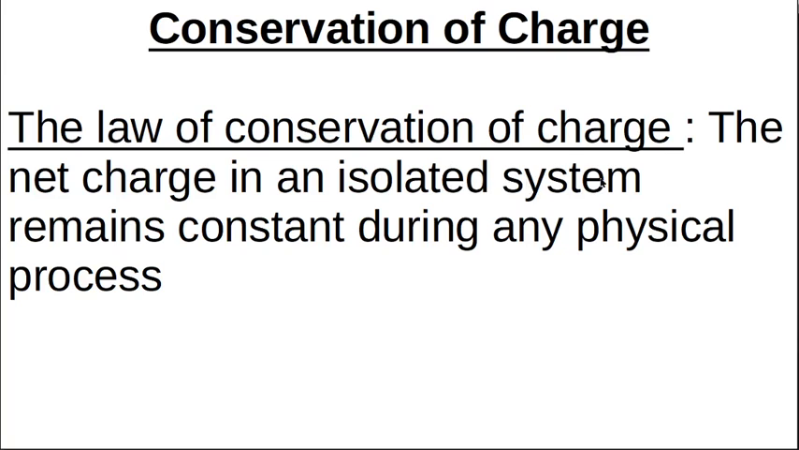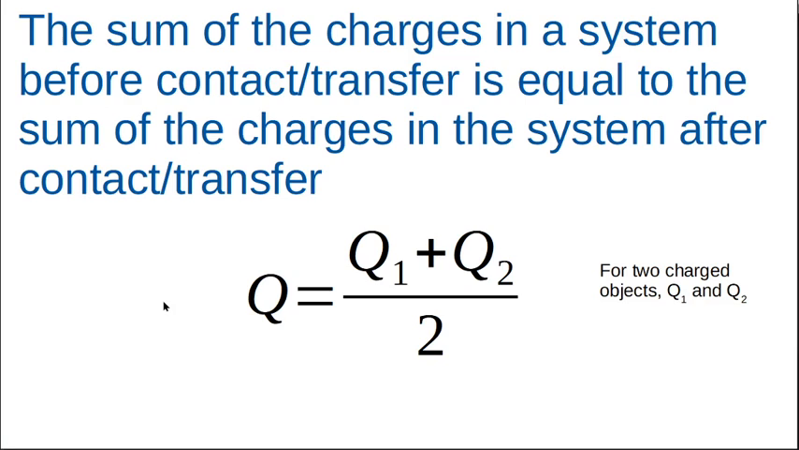So the net charge in an isolated system remains constant. It's not going to change during any physical process. And a physical process is like touching or something like that. With electrostatics, the physical process is usually touching. So this law leads to this equation. The sum of the charges in a system before contact is equal to the sum of the charges in the system after the contact. Okay?